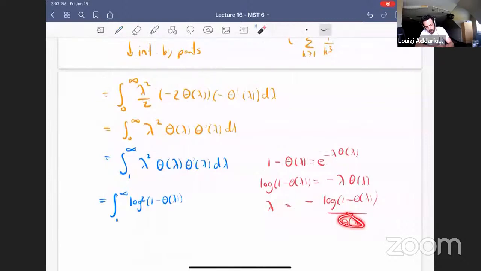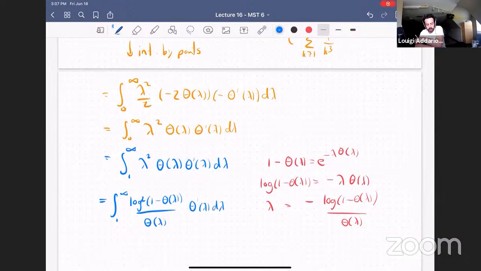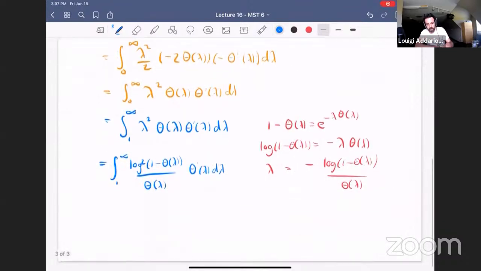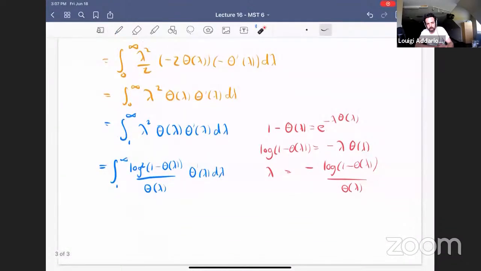And now the theta squared on the bottom cancels once with the theta on the top. We get over theta lambda, and then we still have theta prime lambda d lambda. Okay, and now there's a natural change of variables given by noting we have theta prime lambda d lambda here. So let's view theta as the variable of integration rather than lambda, and that will get rid of the implicit function for us, right?